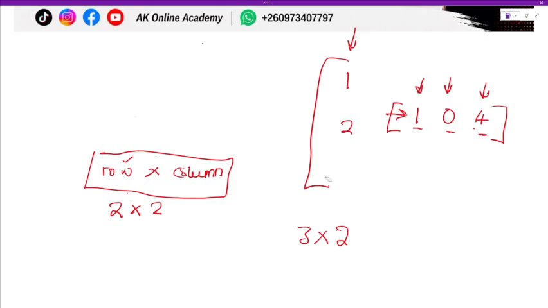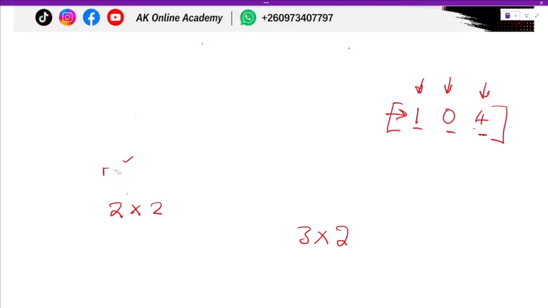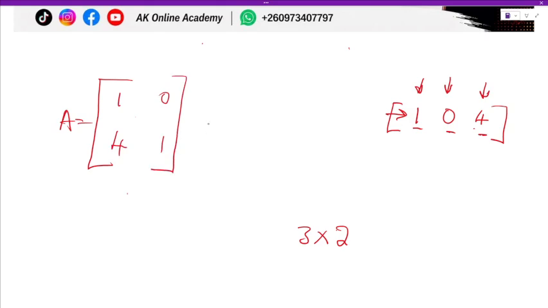Now when it comes to multiplying matrices, you always multiply a row by the column. So let's say for example you had a 2 by 2 matrix. You had matrix A given to you as 1 0 4 1, and then you also had matrix B given to you as, let's say, 0 2 1 5. How do you multiply these two matrices?